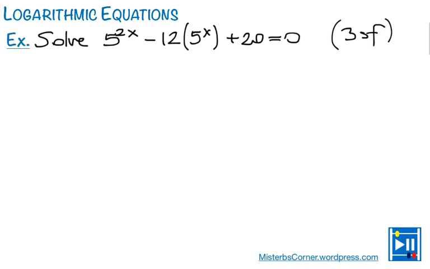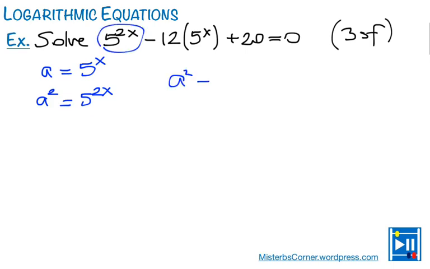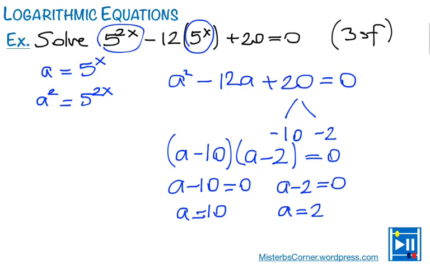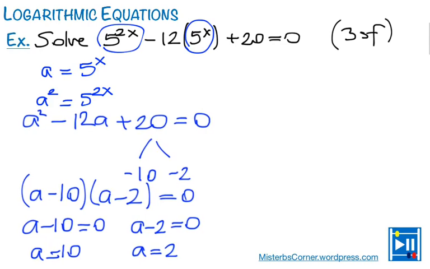All you need to see here is that if you consider a being 5 to the power of x, then taking the square of both sides, you will end up with 5 to the power of 2x, right? So this will be a squared minus this will be a, so it's 12a here, plus 20 equals 0. So to solve this, you need two numbers and so on, and the answer will be, so we have a equals 10 and a equals 2 now.